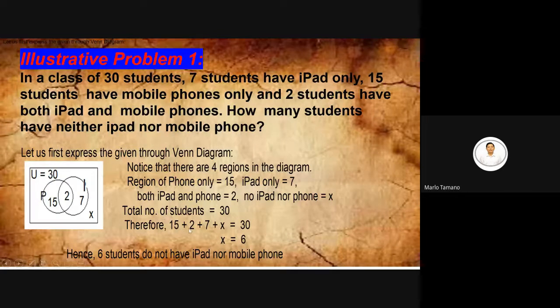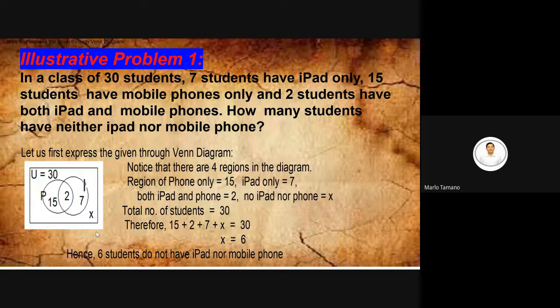Gawin natin ito. So we have 15 plus 2 plus 7, that is ilan? 24. Okay? So 30 minus 24, the difference is 6. So therefore, x is 6. So palitan natin yung x ng 6. Kapag tinotal niyo po lahat yan, 15 plus 2 plus 7 plus 6, lalabas dyan ay 30.